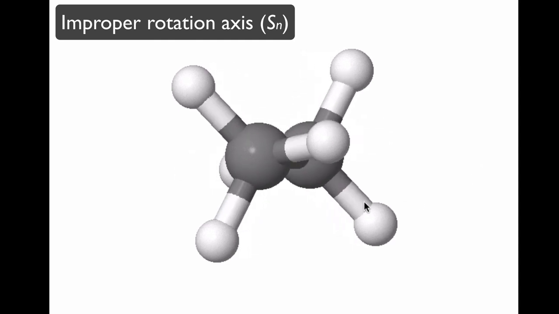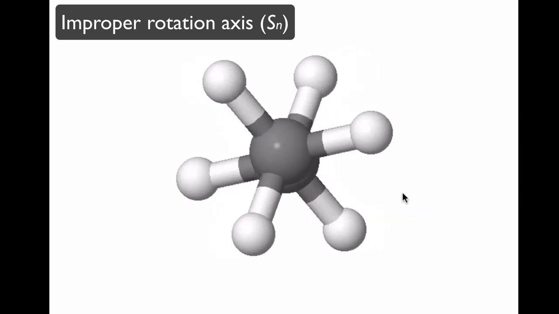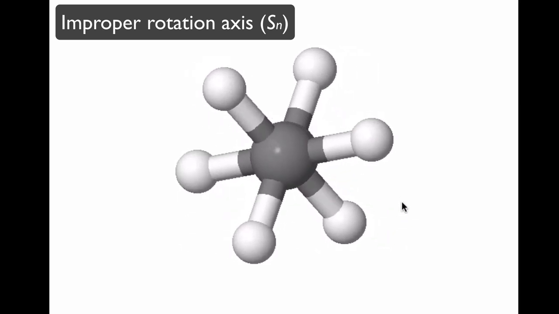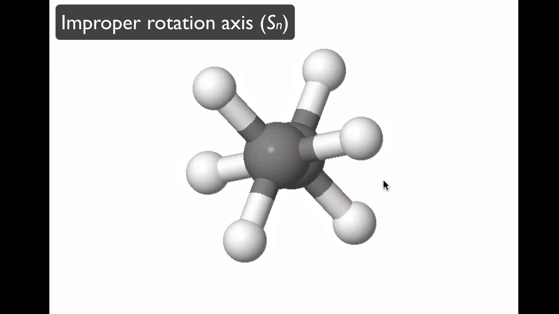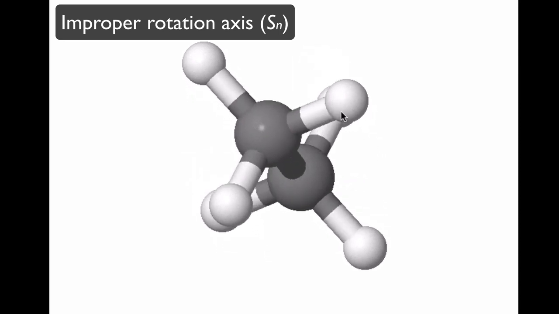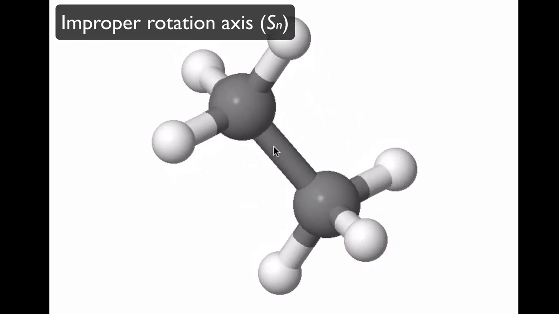So this molecule here, ethane in the staggered conformation, has an S6. So n is 6. If I rotate the entire thing by 360 divided by 6, through 60 degrees, this hydrogen is going to end up here right in the middle, this is going to end up here, so nothing's going to line up. So the rotation operation itself does not give us back our starting point. However, if you can imagine this is now here, and then we reflect through the plane perpendicular to the rotation axis.